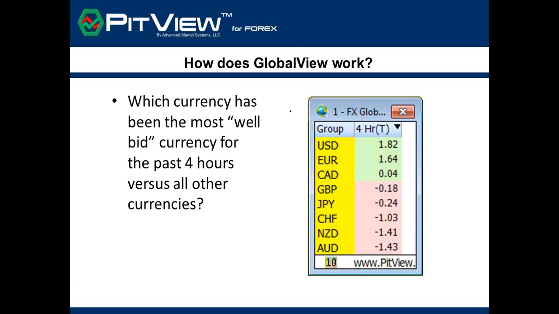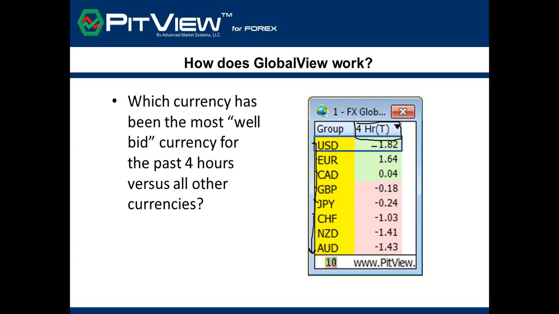Now what Global View is doing is, when it's showing you these imbalance numbers, it's ranking them from strongest to weakest over, in this case, a 4-hour time frame. When you look at this number right in here, the dollar, when it says the dollar is the strongest currency during this time frame, it means, based on market maker and liquidity provider activity, that the dollar is being well bid against all the other currencies.